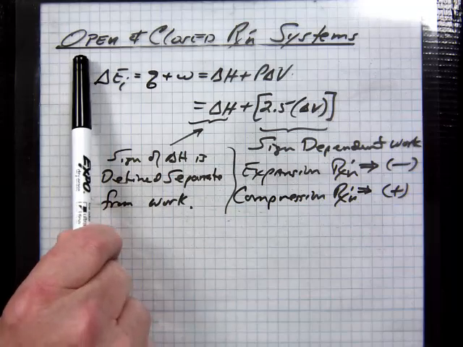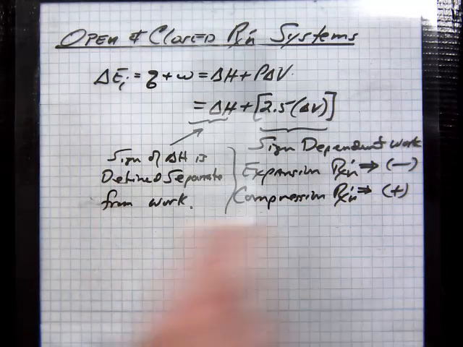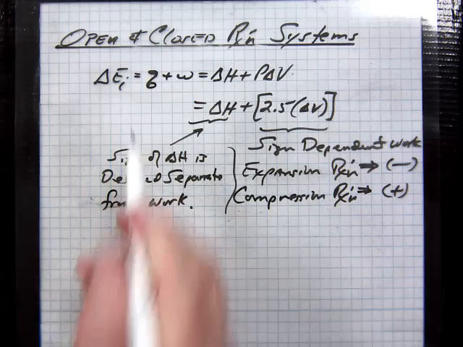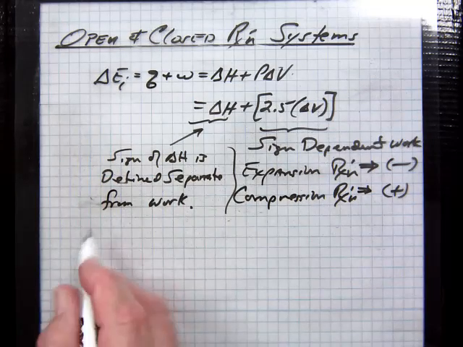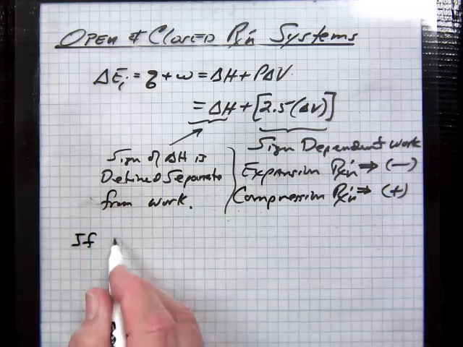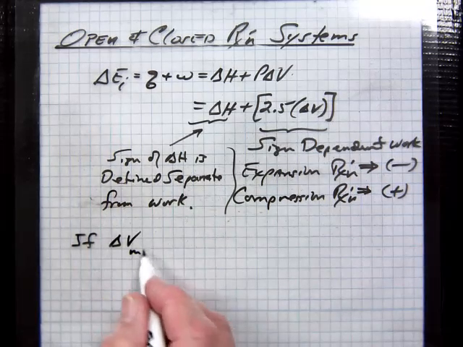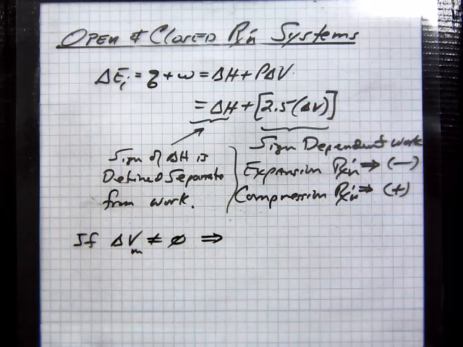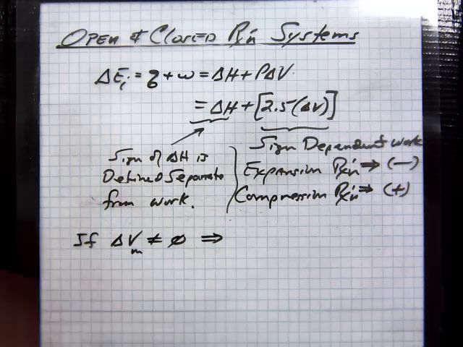I've written it as open versus closed reaction systems. In thermodynamics, when you talk about the first law of thermo and you pick a chemical reaction, it's either an open system reaction or a closed system reaction. Well, how do you tell? From the equation, if delta V, the molar volume change, does not equal 0, then it's an open system.